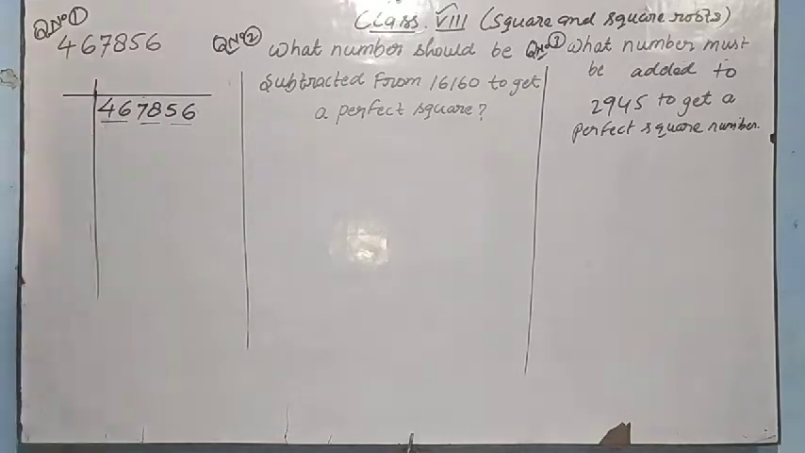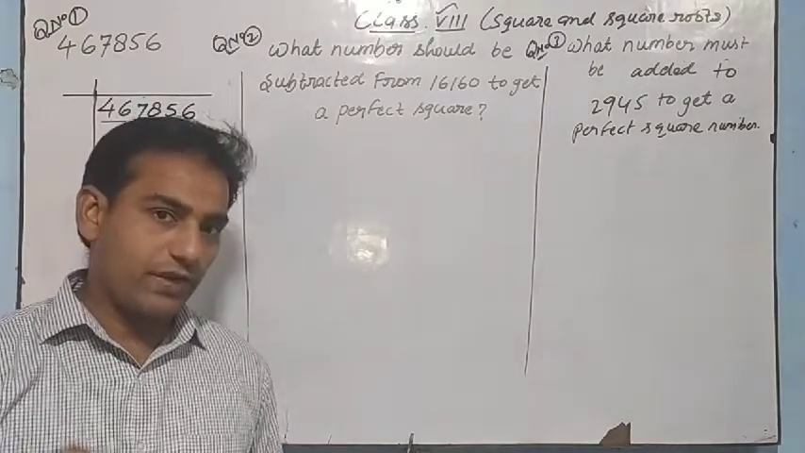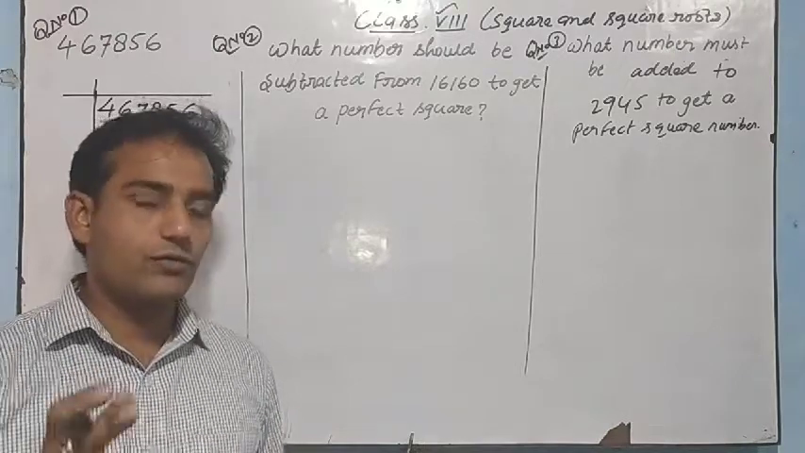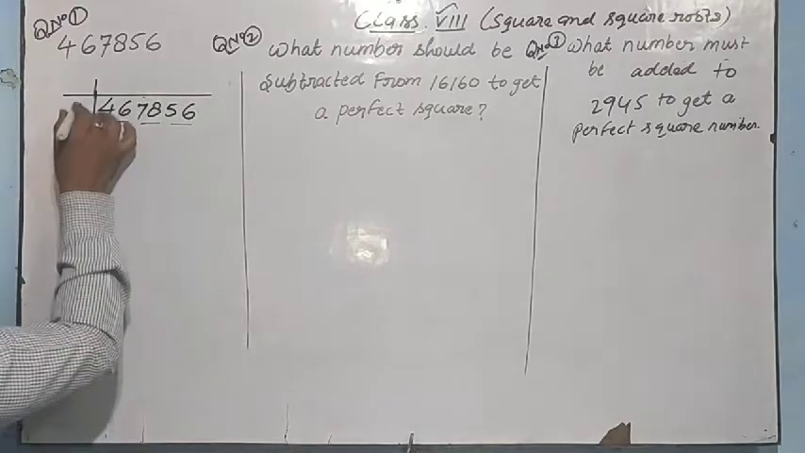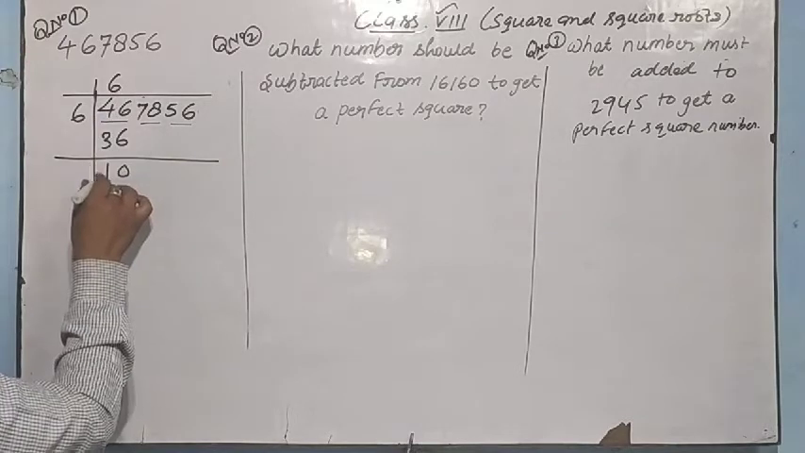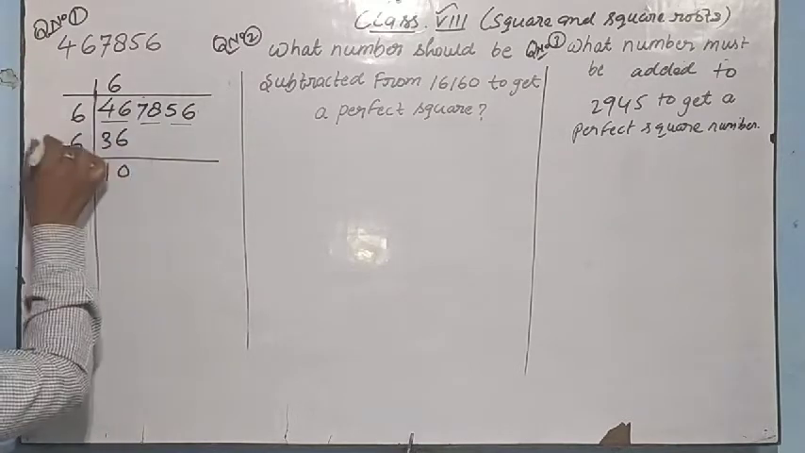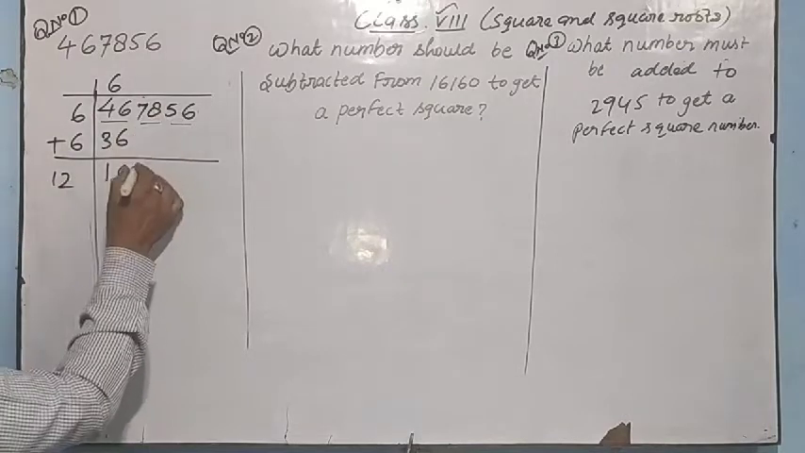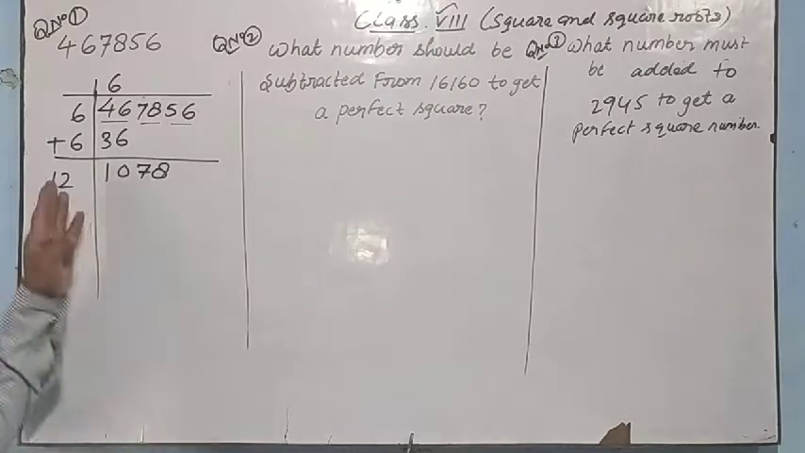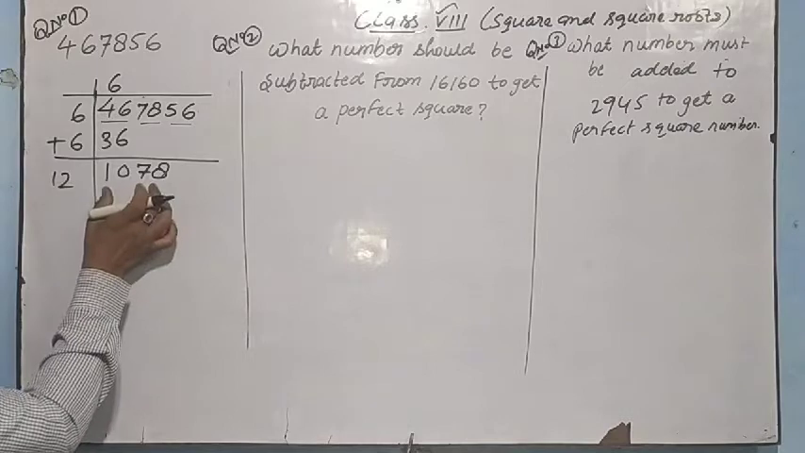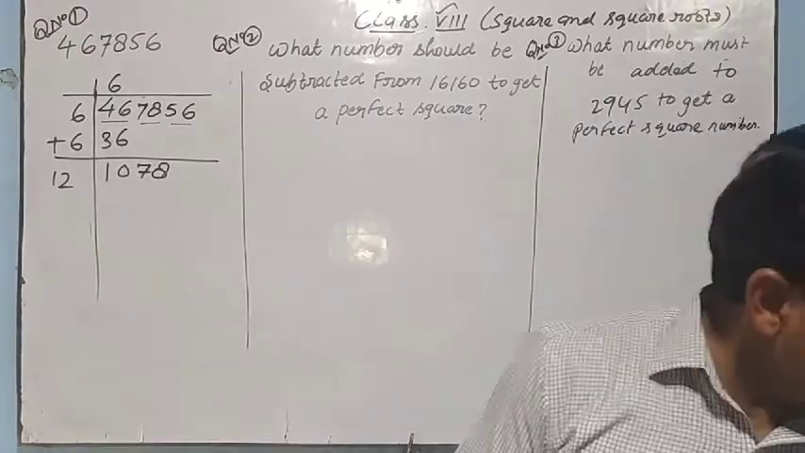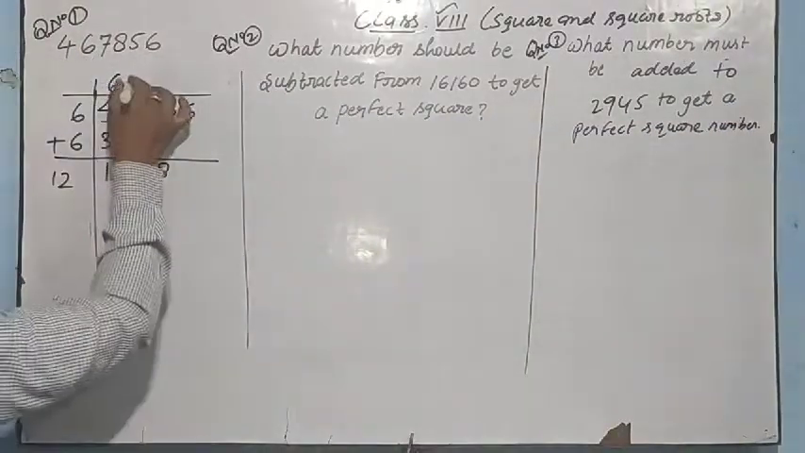Now, this is 46. So, 5 5s are 25, 6 6s are 36, 7 7s are 49. And 49 is more than 46, so we will take 6 6s are 36. 6 minus 6 is 0, 4 minus 3 is 1, and this 78 will come here. 6 plus 6 is 12. Now what number should we put in front of 12 to get less than or equal to 1078? So now we will take 8.